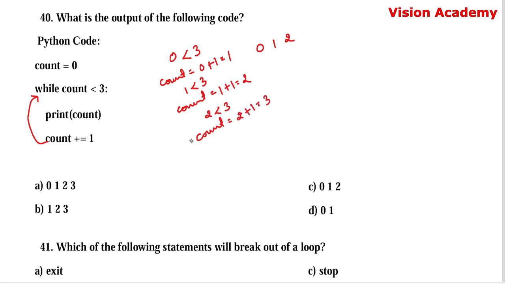Now it is 3. So once again control transfers to the while loop. Now count value is 3. Whether 3 is less than 3? No, the condition is false. Once the condition is false, then it stops iterating. So the result would be 0, 1, 2. Here you can observe option C, 0, 1, 2, is the right answer.